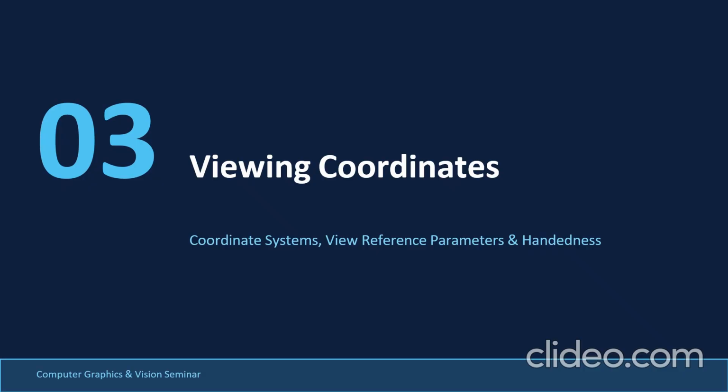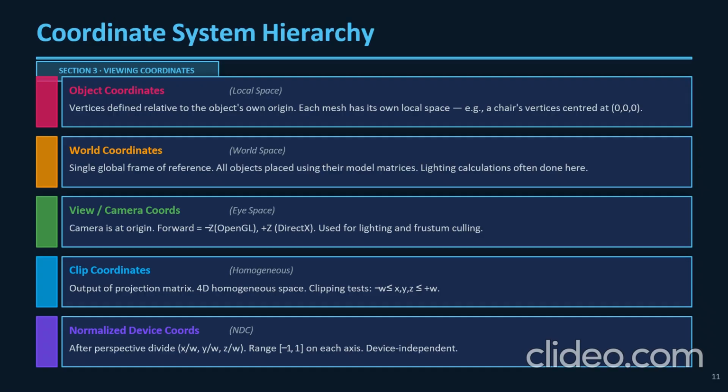Now let's move to viewing coordinates. Before displaying any object on the screen, it passes through several coordinate systems. First, the object is created in object coordinates, then placed in the scene using world coordinates. Next, it is transformed into view coordinates, followed by clip coordinates. After perspective division, it becomes normalized device coordinates. And finally, it is mapped to screen coordinates. This sequence ensures that every object is displayed accurately.